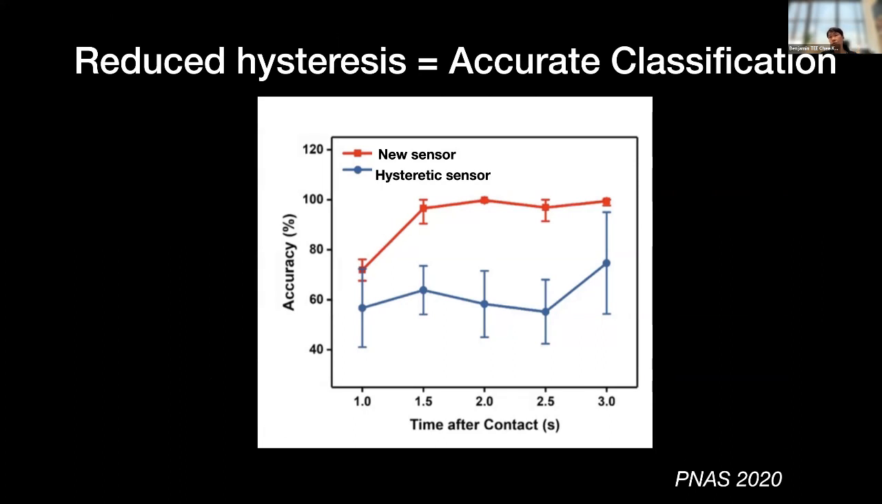Many of you probably are interested in AI models. And if you feed an AI model bad data, you're going to get bad results. So in this case, if you feed the model good data, meaning very reliable data, you're able to get good results in terms of accuracy of whatever you're trying to classify. In this graph, I plot accuracy versus time after contact of this sensor material versus a more hysteretic material. You see that you're able to achieve 90% accuracy, sometimes close to 100%, less than about a second after contact. So having reliable sensors giving you reliable output is important for AI models, right?